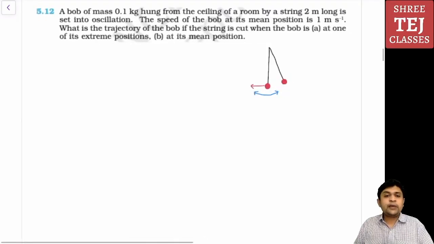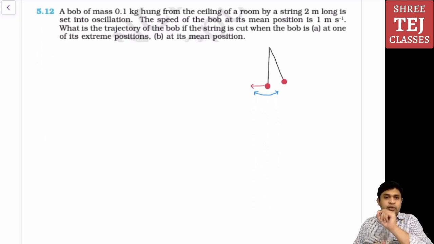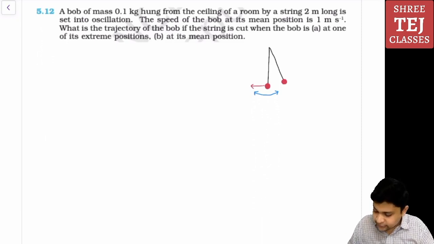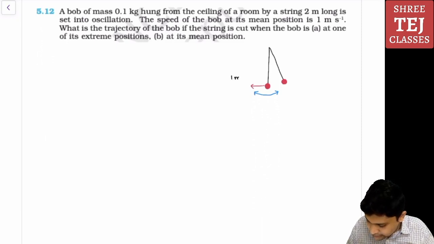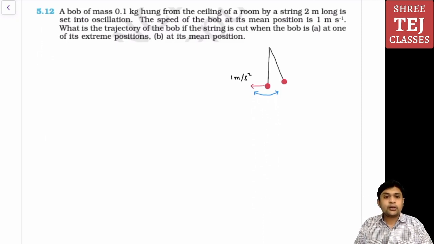A bob of mass 0.1 kg hung from the ceiling of a room by a string of 2 meter long is set into oscillation, oscillating back and forth. Speed of the bob at its mean position is 1 meter per second. What is the trajectory of the bob when the string is cut, when the bob is at one of its extreme positions and its mean position?